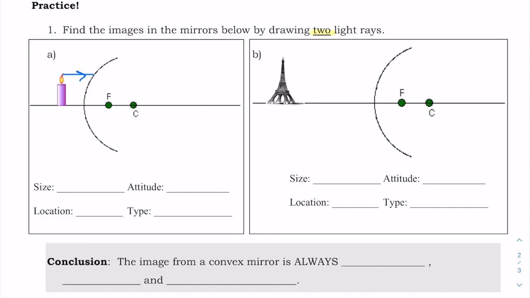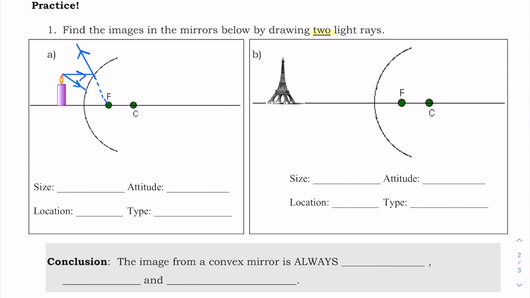That one, remember, will reflect away from the mirror, but it appears like it's coming from the focal point. So to help me draw it, I always draw a dotted line that goes towards the focus. And then I just extend the reflected ray of light on the other side. The second one that I'm going to draw is a ray of light that passes through the focal point, like so.